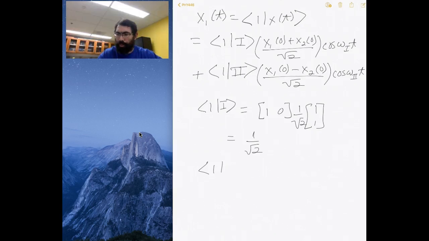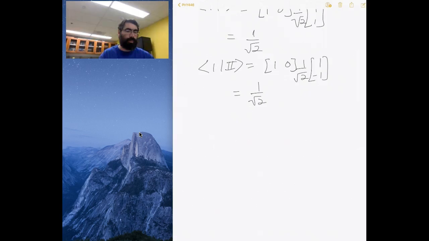The inner product of state 1 with basis state 2 is (1, 0) dotted with 1 over the square root of 2 times (1, -1), which also gives me a 1 over the square root of 2. So now we're trying to put all those pieces back together.